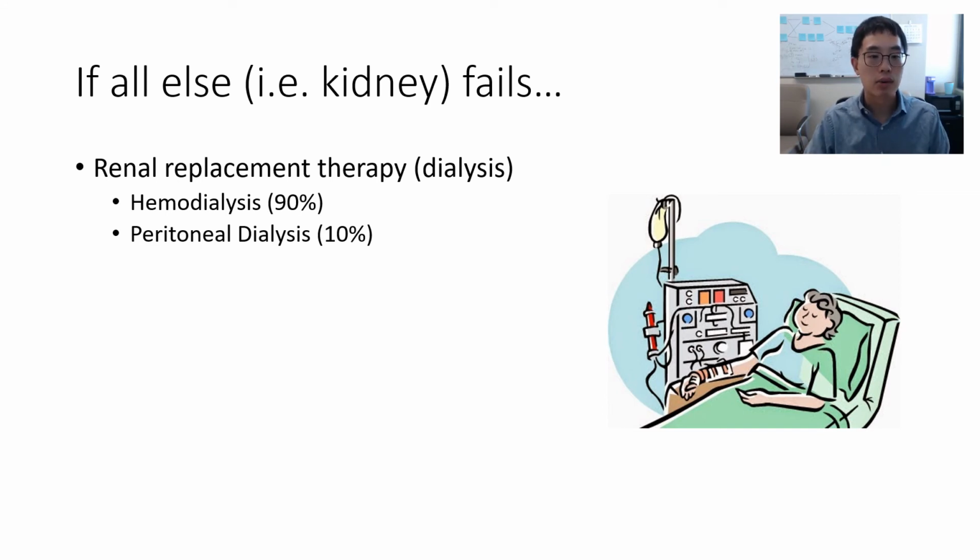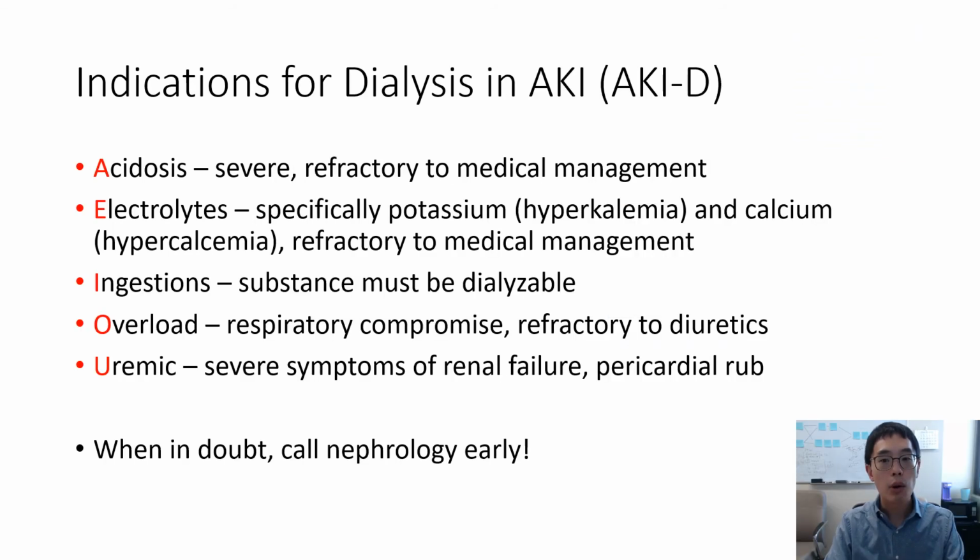Here in the United States, about 90% of people end up on hemodialysis, with 10% of people on peritoneal dialysis. And most patients with acute kidney injury will be started on hemodialysis. Now, what are the indications for acute dialysis?